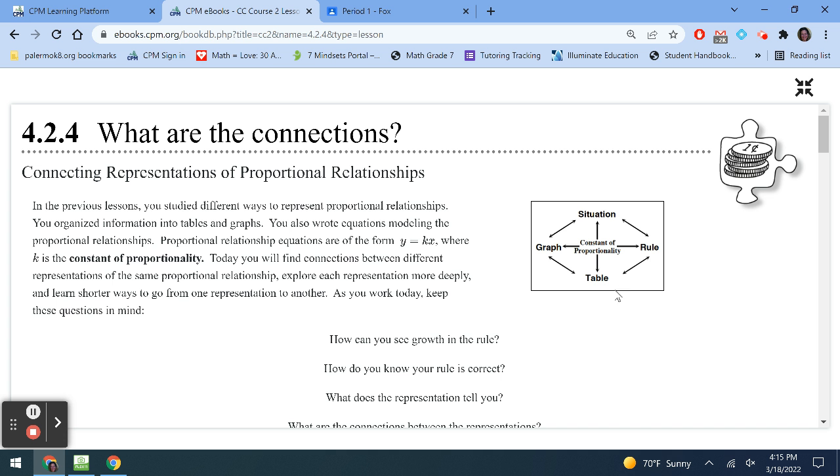So at the end of the lesson, you are to make a poster that looks like this, where you have your constant of proportionality in the center, the situation or what's going on in the problem at top in words, the graph of the problem to the left, the table for the problem on the bottom, and then the rule equation to the right.